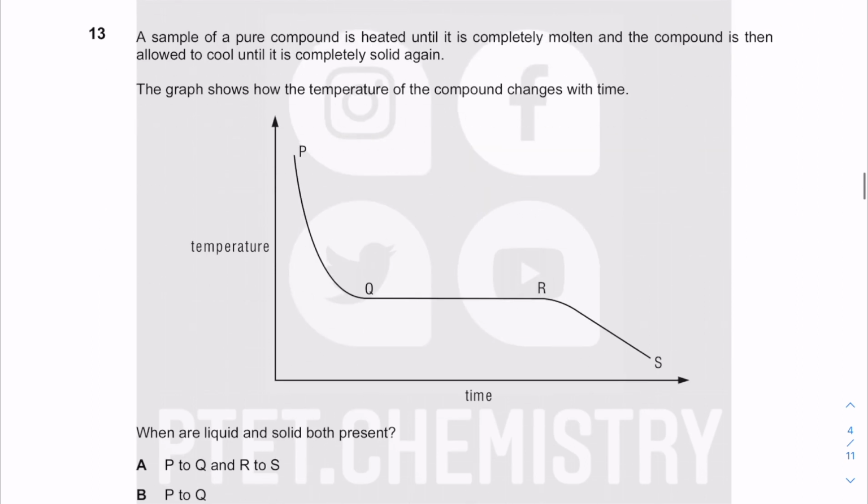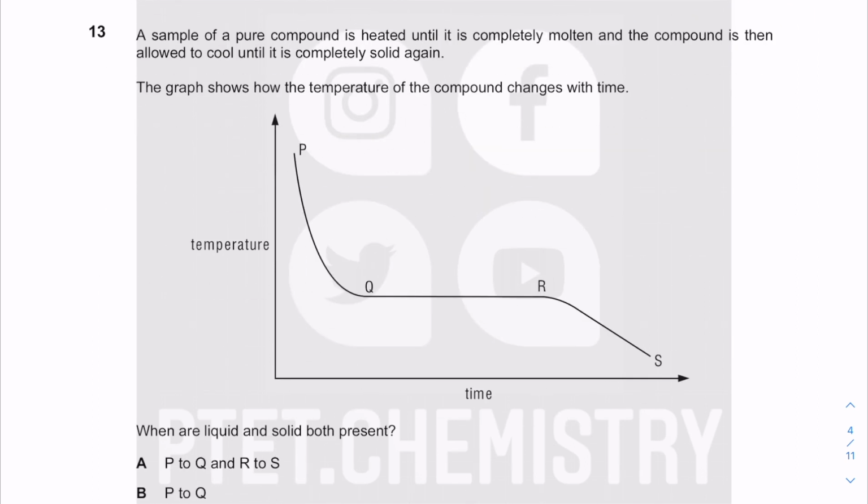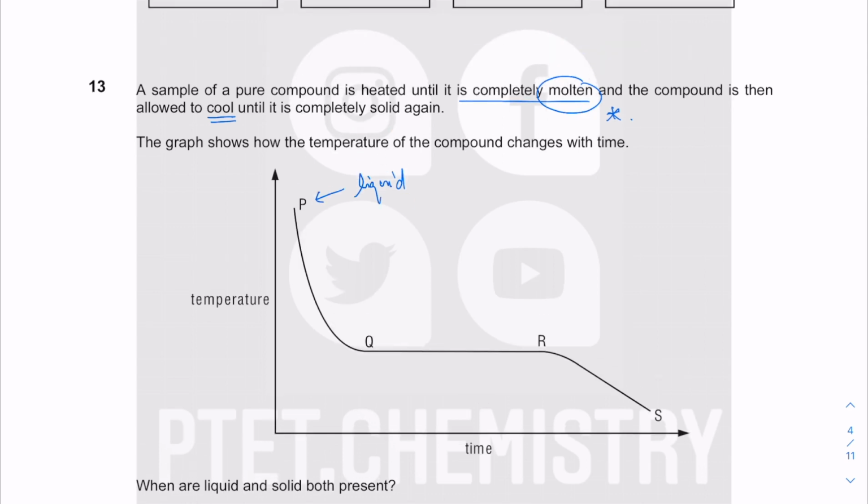Question 13. A sample of a pure compound is heated until it is completely molten and the compound is allowed to cool. If you read the question, until it's completely molten, so P must be liquid. Not always do you start from gas. It says it's completely molten, so that has to be liquid. Then you allow it to cool. So this is the cooling curve, that's why the temperature is going down. This must be liquid going to solid.